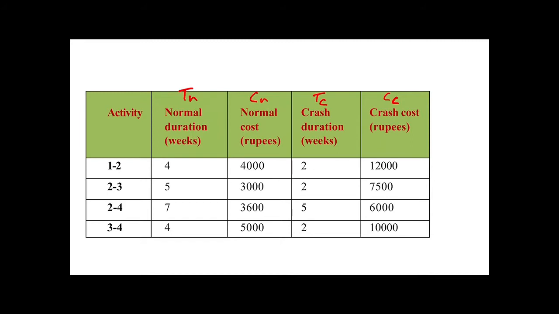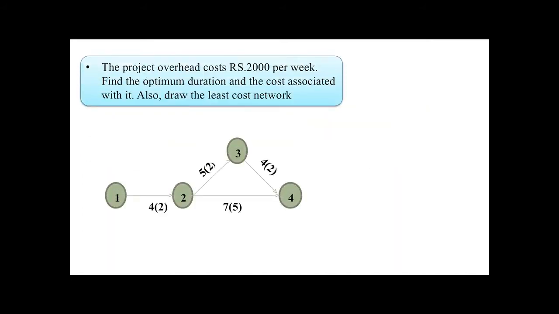Then as you can see, the normal cost is 4,000, but the crashing cost is 12,000. So this indicates that as we go on crashing the activities, the cost of the project will increase. That is, your direct cost will increase because of crashing of the activities. So this information is given. Now by using this information, what we have to do? We have to find out the optimum cost and the optimum duration of the project. So how will you perform this?